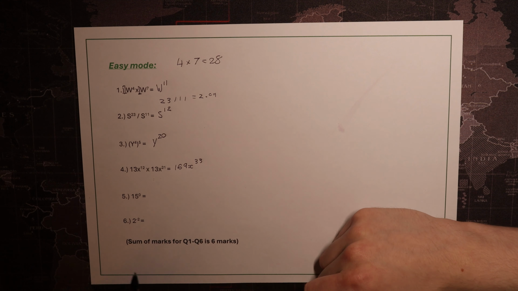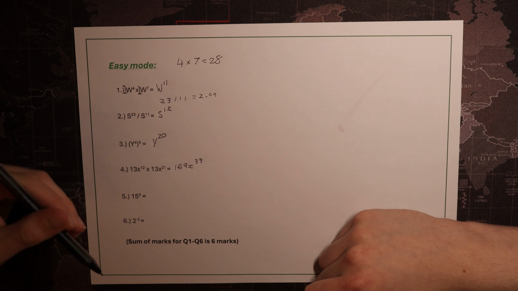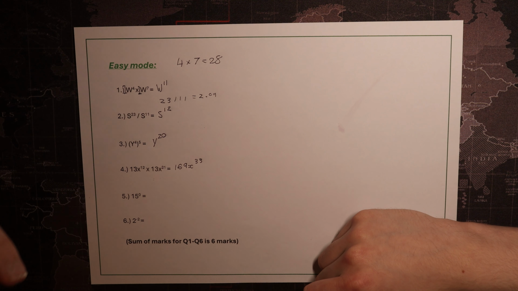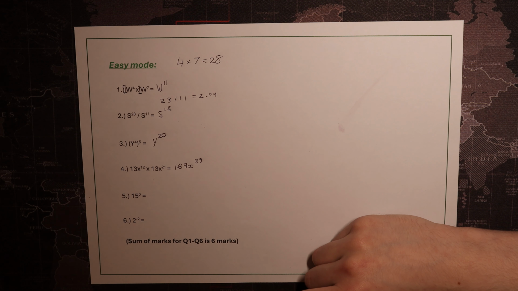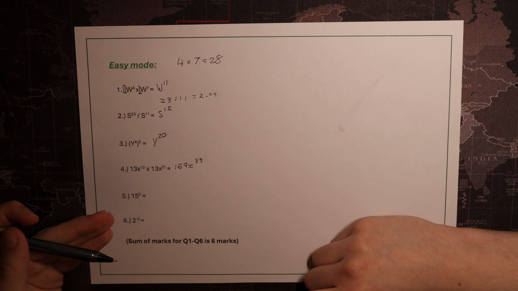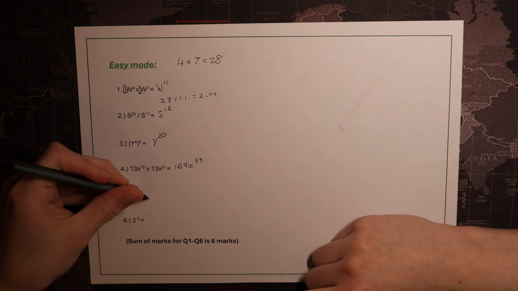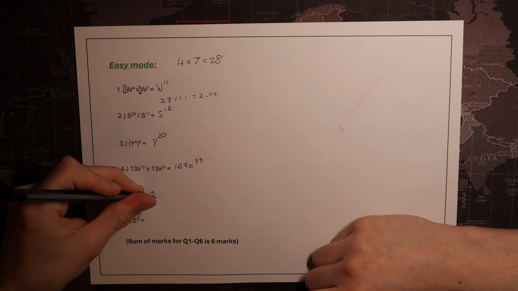Now, this is a fun one. You've got question 5 here, 15 to the power of 0. Now anything, no matter what number it is, even if it's 0, even if it's like -1 or 1,000, anything to the power of 0 will always be 1. So 15 to the power of 0 is 1.